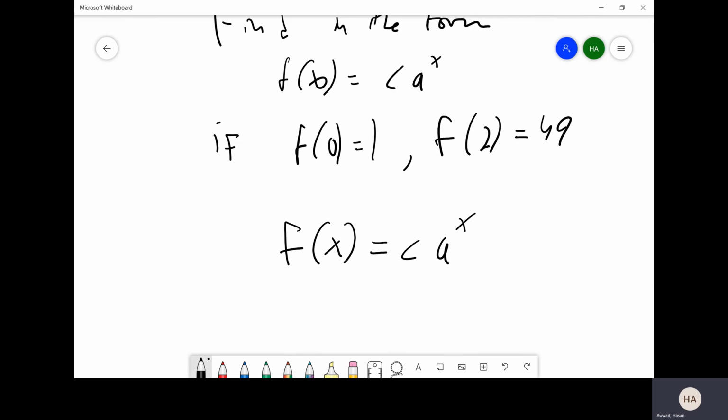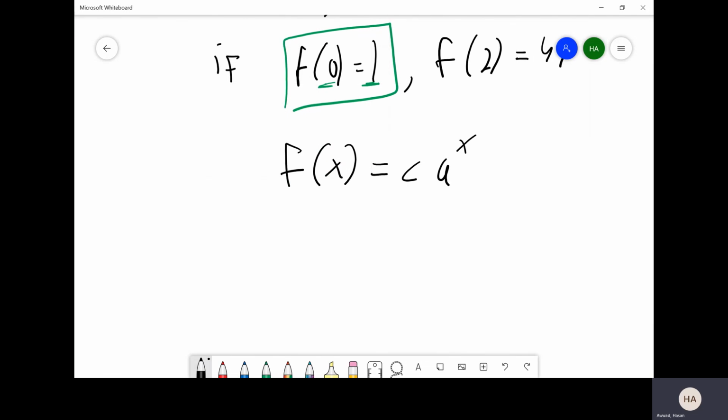And what do we know? Well, I'm looking at the piece here, which I'm boxing in green. This is my first piece of information that I was given: f of 0 is equal to 1. That means 0 is my input, which means 0 is my x value, and 1 is my output, which is this entire piece here, which I just underlined in green. Okay, so that means I can reduce this to be 1 is equal to c times a to the 0.